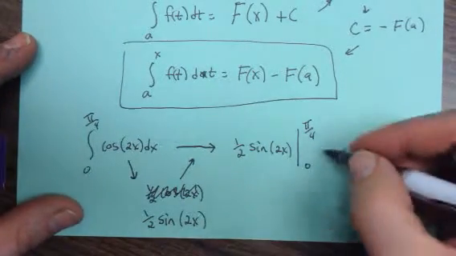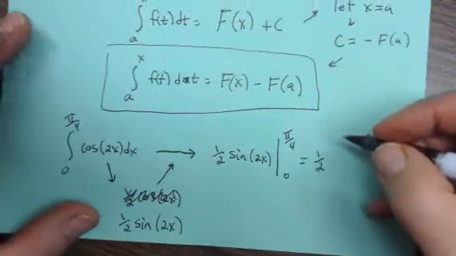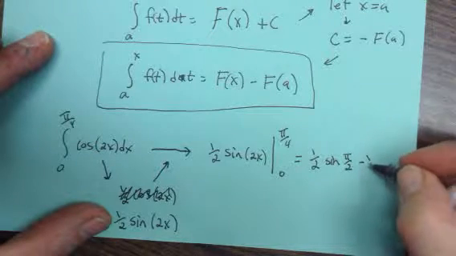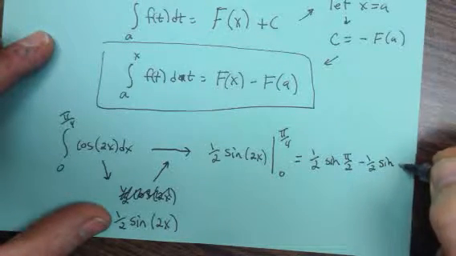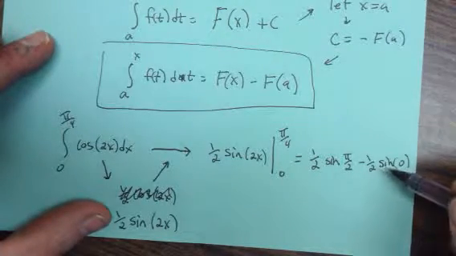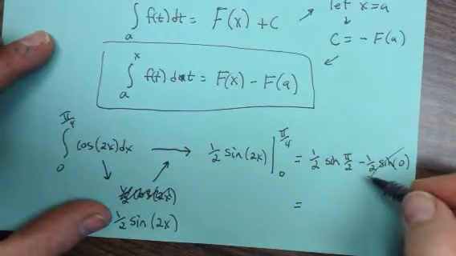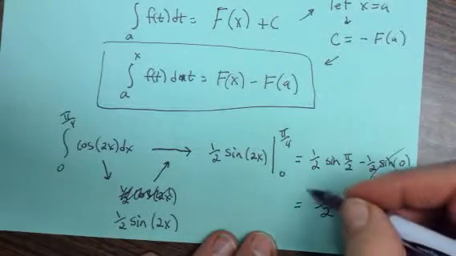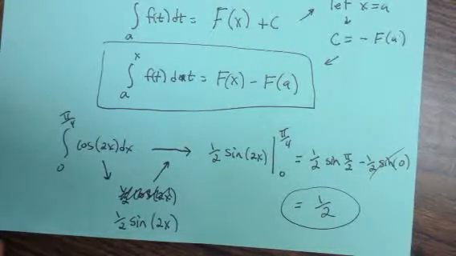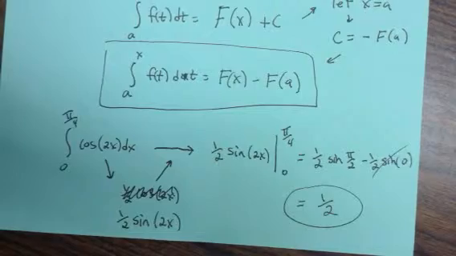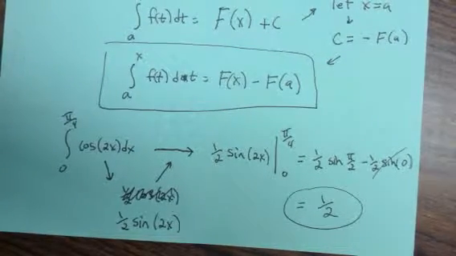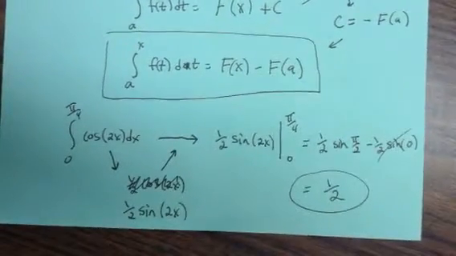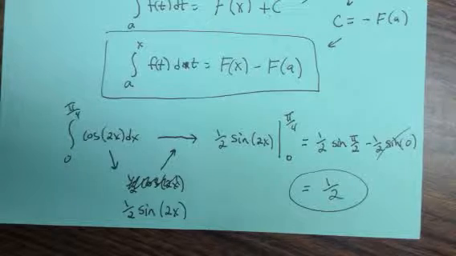You'll see this notation in your book, which is 1/2 sine of pi/2 minus 1/2 sine of 0. Sine of 0 is 0. Sine of pi/2 is 1. So this area is equal to exactly 1/2. And that's how we use the fundamental theorem of calculus. If this is confusing, don't worry. You're joining a large population of people who found the fundamental theorem of calculus to be confusing at first inspection. Don't give up.